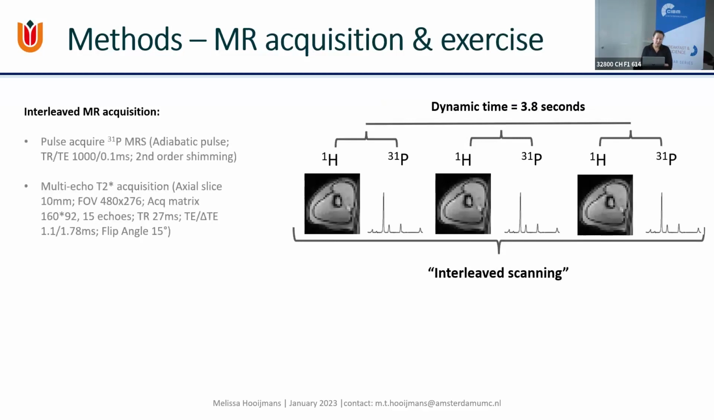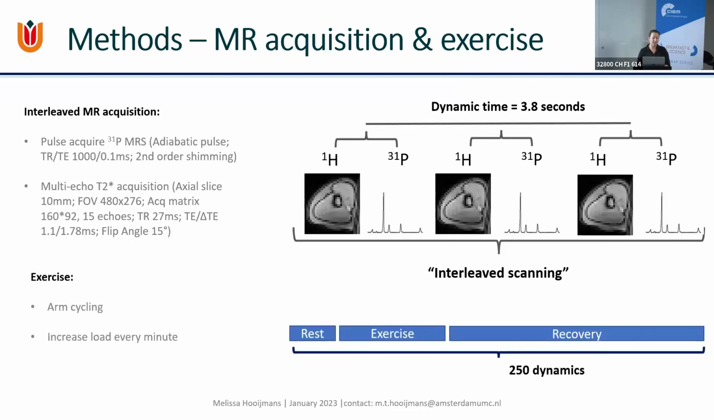And we made use of an interleaved MR acquisition where we used a pulse-acquire phosphorus spectroscopy acquisition with an adiabatic pulse, and after that we acquired a multi-echo T2* acquisition. The dynamic time for acquiring a T2* image and a phosphorus spectrum was around 3.8 seconds. And then we repeated that during the exercise protocol.